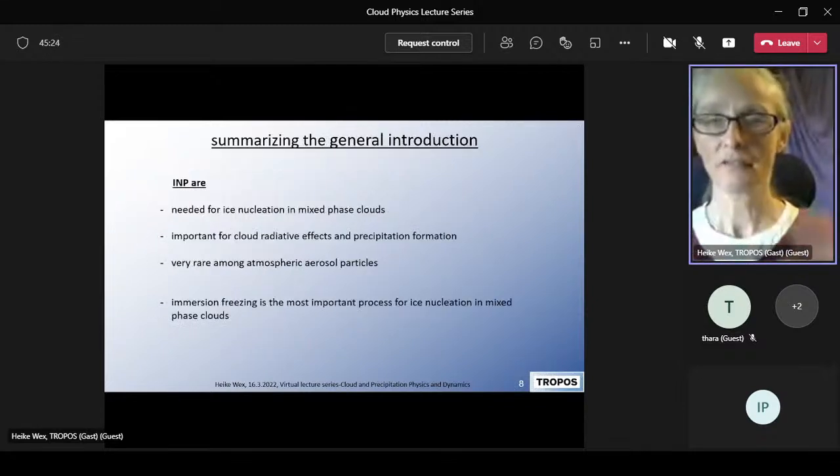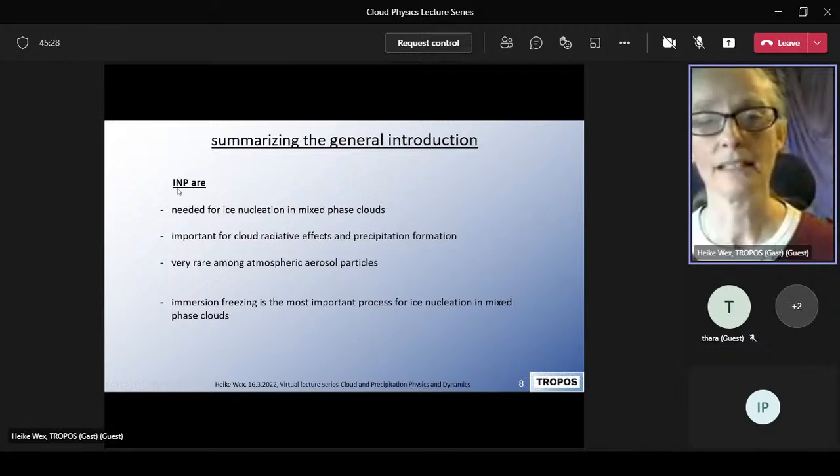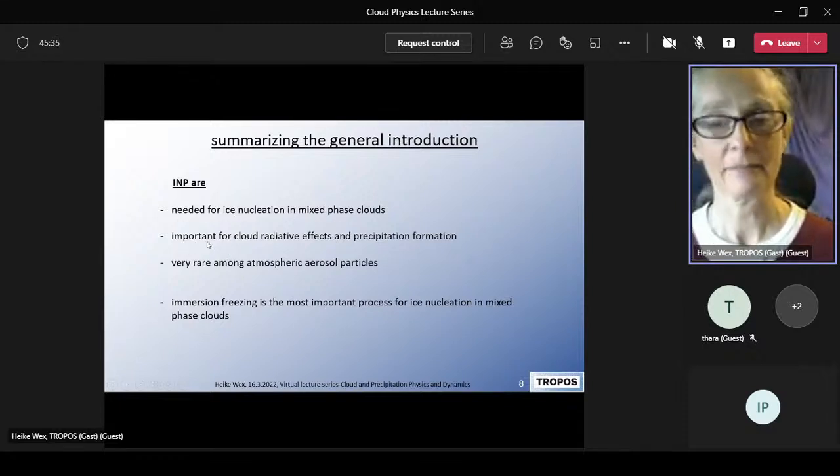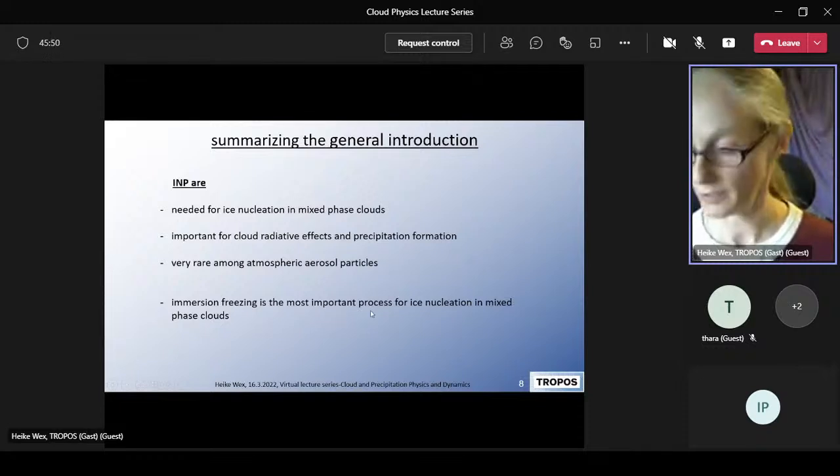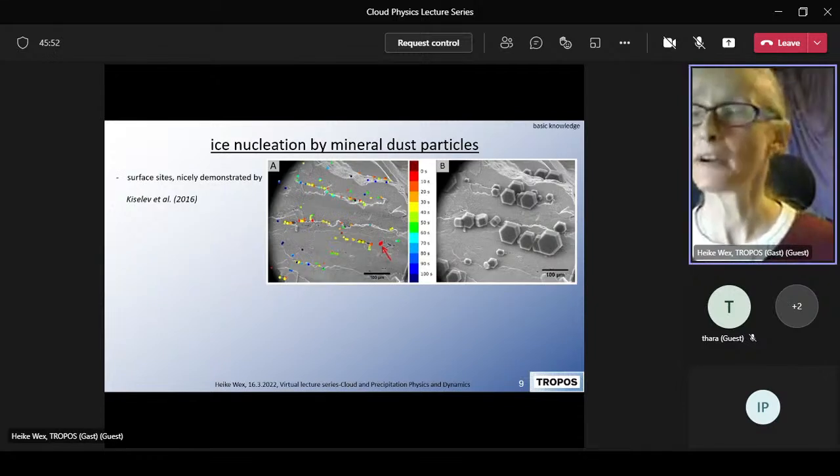So that's the first part, summarizing it. I want you to remember that INP are needed for ice nucleation in mixed phase clouds. They are important in that respect for cloud radiative effects and precipitation formation. They are very rare among atmospheric aerosol particles. And immersion freezing is the most important process for ice nucleation in mixed phase clouds. Next part.